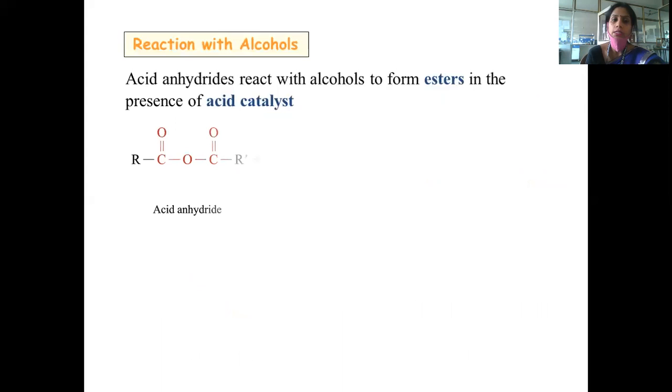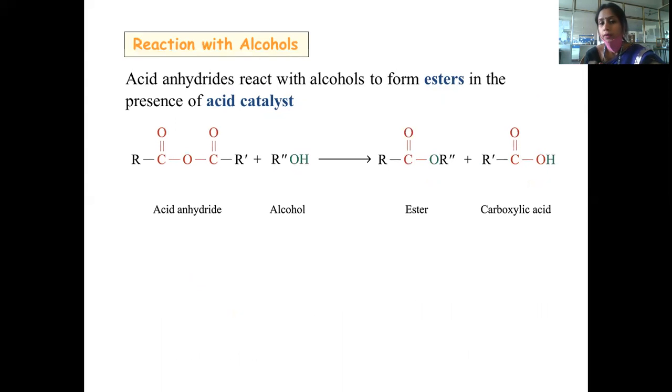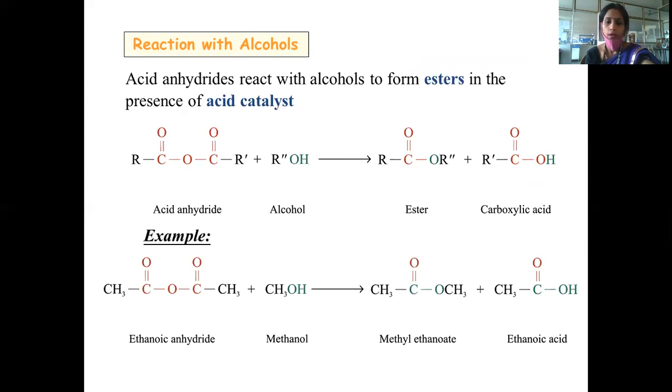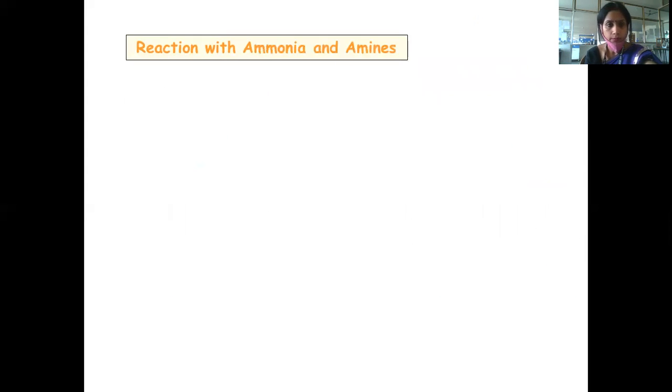Then with alcohols, we know that this reaction is very similar to what we have seen in esterification also. So when acid anhydride reacts with alcohol, the alcohol ROH breaks down such that the oxygen goes to one group and the hydrogen of the alcohol goes to the other group. So we get two kinds of product. One is the ester, the other is the carboxylic acid. Example is also given over here.